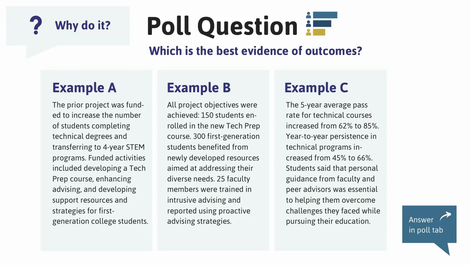So let's take a minute to think about what would make really compelling evidence of project impact. Here are three statements that could show up in a results of prior support section in a future proposal that Jen submits. Take your time to read these examples carefully, and then I'm going to pop up a poll that will allow you to indicate which example, A, B, or C, you think has the most compelling argument for reviewers as evidence of outcomes.